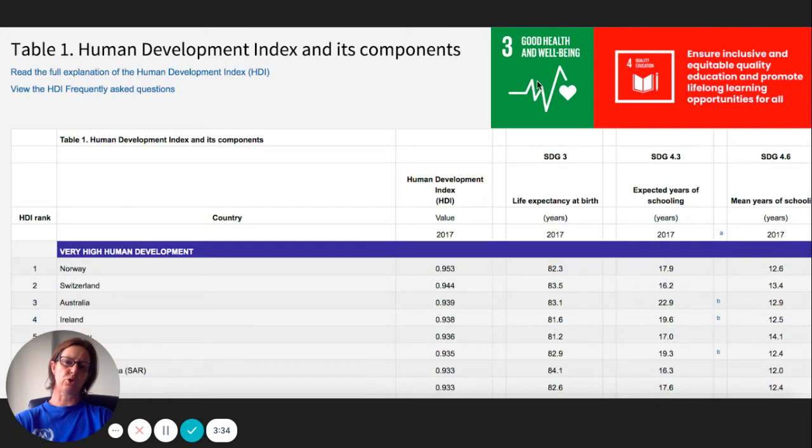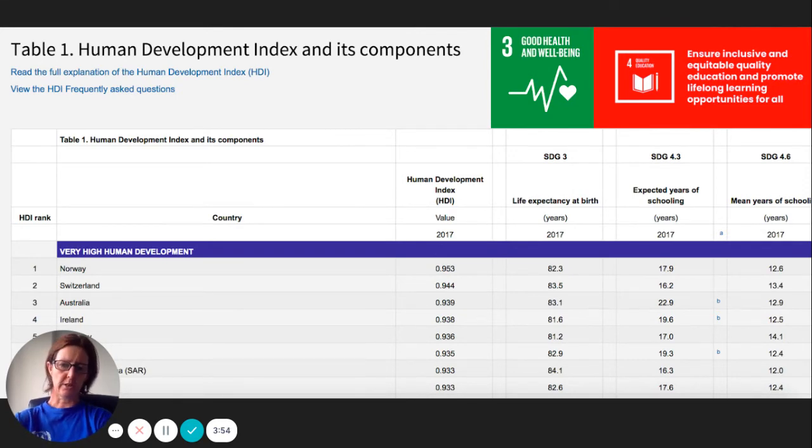And these also connect to the relevant sustainable development goals here. So life expectancy at birth, that links up to SDG 3, and these 2 here, education, link up to 4. And as we spoke previously, they are all interconnected here.